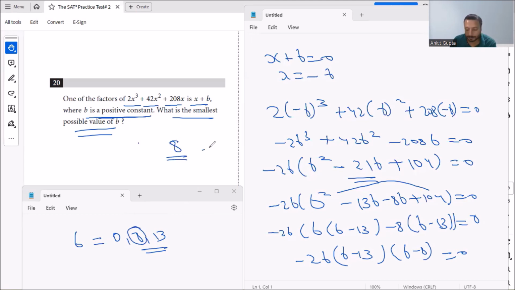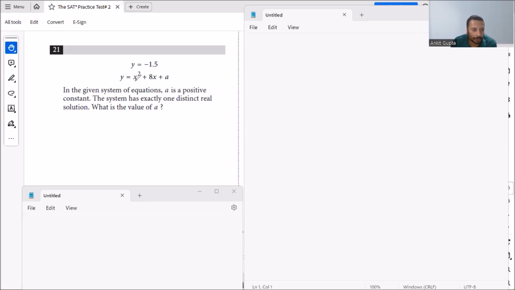Y is equal to minus 1.5 and y is equal to x square plus 8x plus a, and that will be equal to minus 1.5. In the given system of equation, a is a positive constant. The system has exactly one distinct real solution. What is the value of a? Now system has exactly one distinct real solution, right? So let's simplify this first.